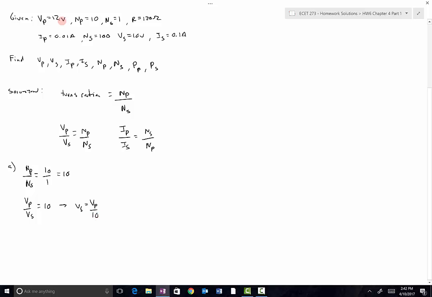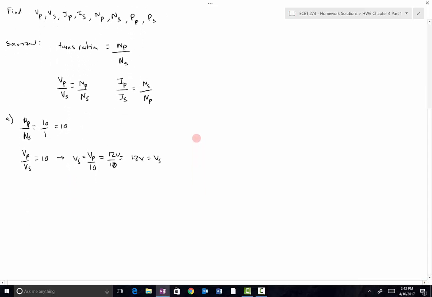And we take V_P, which is 12 volts, divided by 10, and you get 1.2 volts is equal to the secondary voltage. So this 12 volts in goes down to 1.2 volts out. So this is a step down type transformer. The output voltage is lower than the input voltage.